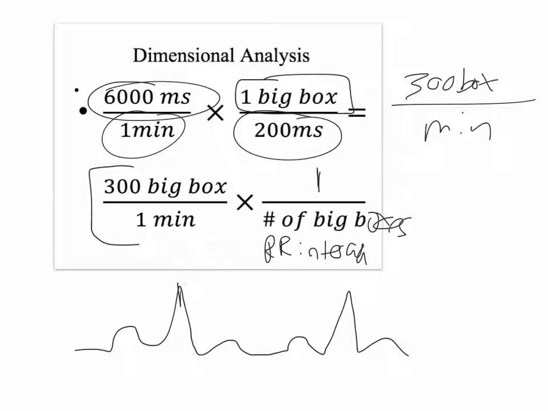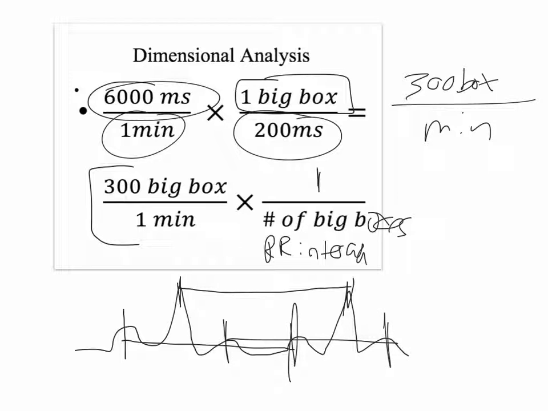You'll remember that the RR interval is the distance between two R waves. You could really pick the distance between any two similar waves, so two P waves or two T waves, but we like to use the two R waves, mostly because they're really distinct and easy to find.